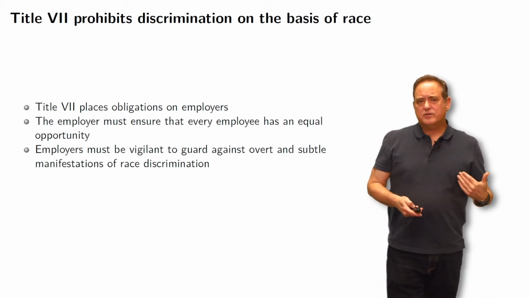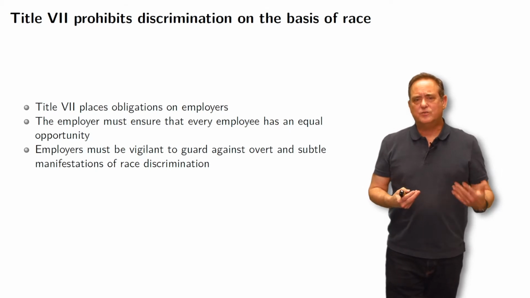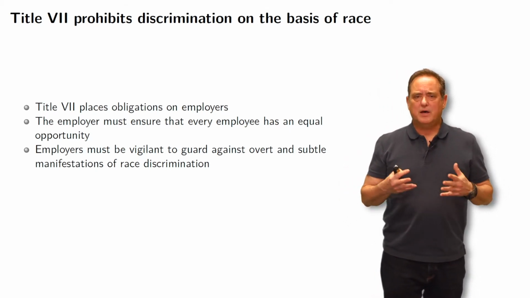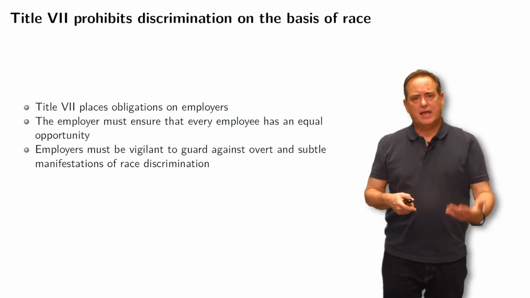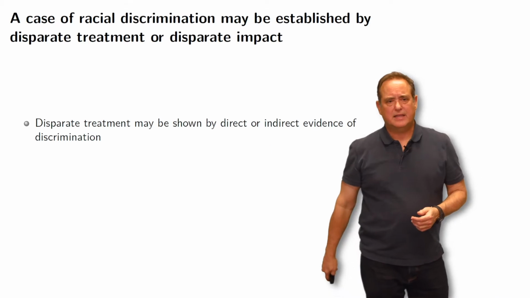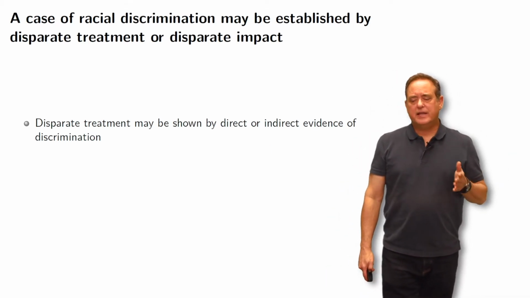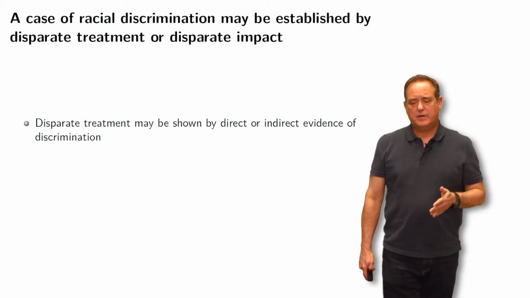Now, employers, of course, have to be careful to guard against subtle manifestations of race discrimination, and we'll talk a lot more about that when we start talking about, in more detail, disparate treatment and disparate impact claims. Now, a case of racial discrimination can be established by disparate treatment or disparate impact.